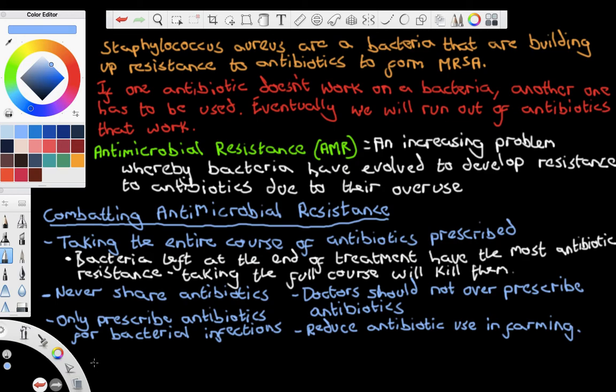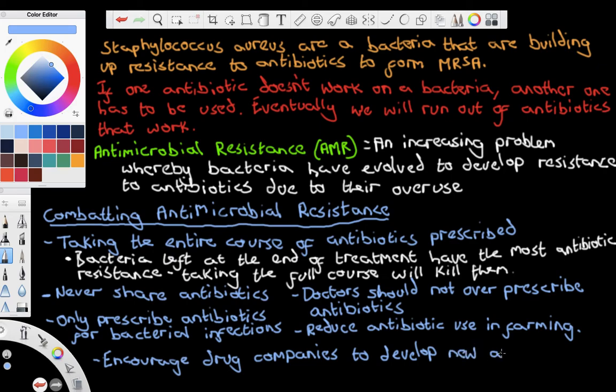And finally, we need to encourage drug companies to make more antibiotics. At the moment, drug companies are looking for treatments for things like cancer and heart disease and diabetes. They're not focusing on antibiotics, and as a result, we're running out of them. So encourage drug companies to develop new antibiotics.